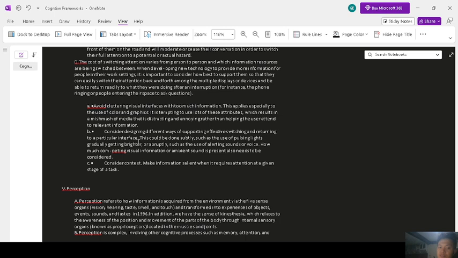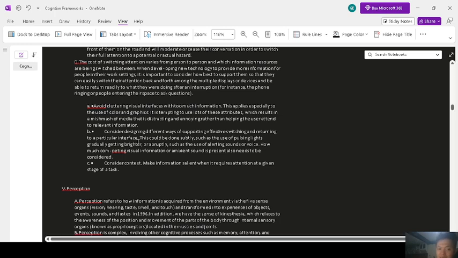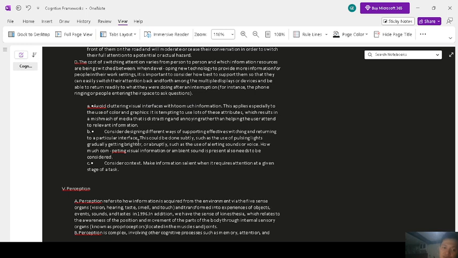Consider designing different ways of supporting effective switching and returning to a particular interface. This could be done subtly, such as the use of pulsing lights gradually getting brighter, or abruptly, such as the use of alerting sounds or voice. How much competing visual information or ambient sound is present also needs to be considered. So, you can use lights gradually getting brighter to help alert you in physical settings.